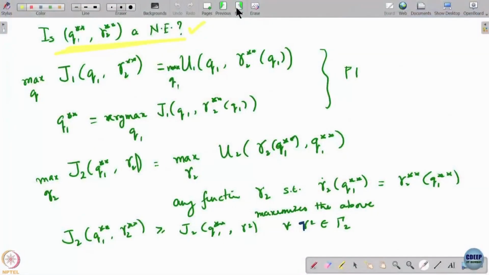Gamma 2 star star of Q1 star is equal to, gamma 2 star star was this thing, right? Is equal to Q2 star, that is right, because it is the response to this. But see, the thing is, player 1 does not play Q1 star. Player 1 plays Q1 star star, the double starred one, because of this dependence, right? This is where the anticipation is happening. He's anticipating how player 2 would respond. Okay.